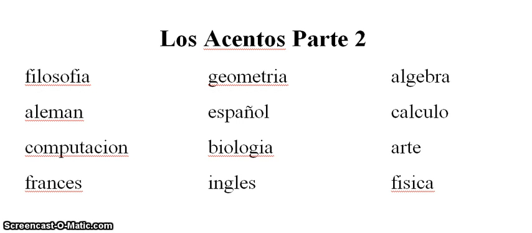So we're looking at accents again. Let's do a quick review. You have two basic accent rules. The first one is if the word ends in a vowel, N or S, the emphasis should be placed on the next to the last syllable.